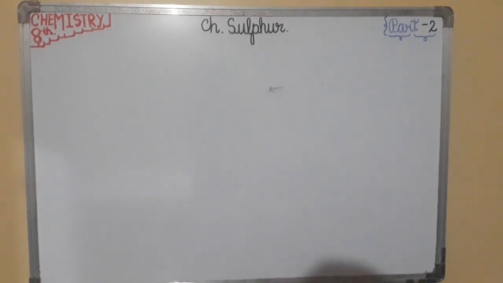Today we will learn class 8th chemistry chapter sulfur, and this is part 2. So in this part we will learn, first topic is extraterrestrial presence of sulfur. The presence of sulfur has been identified in other planets, meteorites and interstellar clouds.